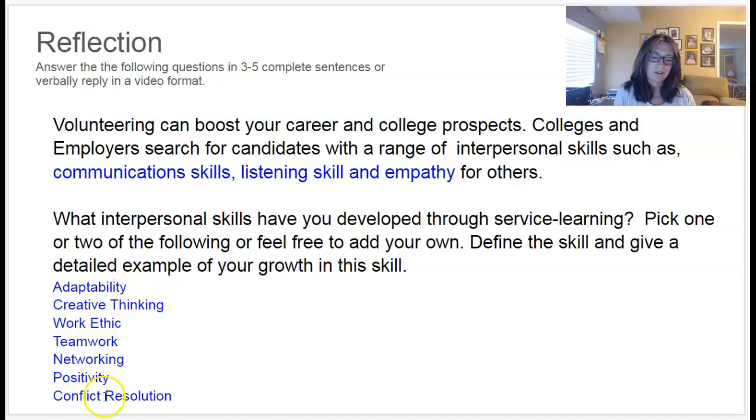And take a look at the list here. If you don't like one of these on the list, did you become more positive because you did this? Are you better at teamworking? Maybe you were shy and you had a hard time talking, but all of a sudden you got so caught up in what you were volunteering with, met people that are like you doing the same thing, and it kind of helped you come out of your shell and speak a little bit more. All of these are interpersonal skills, so pick one or two that you feel might have grown while you did that, and then answer the following questions.